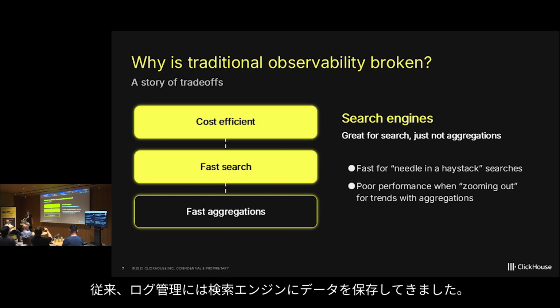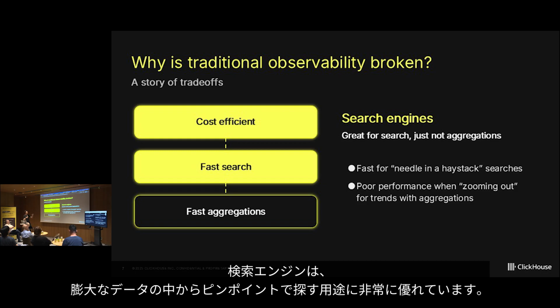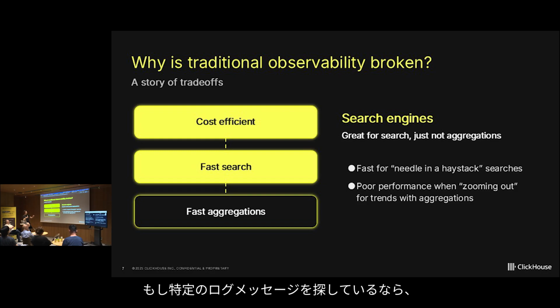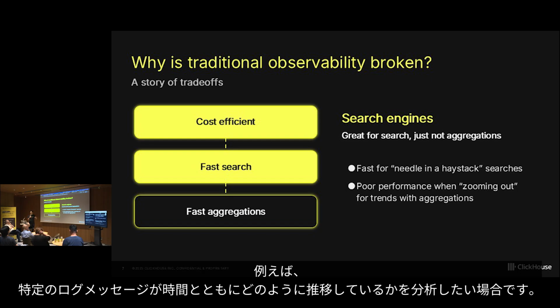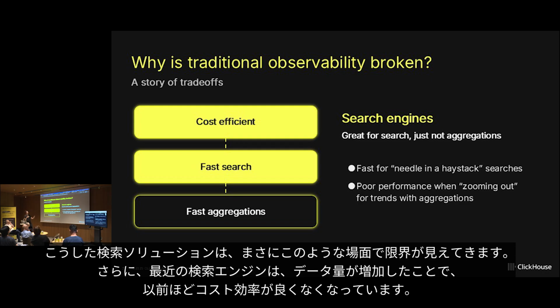For logging, traditionally we've chucked them into search engines. This is really great for needle in a haystack searches, where you have a very specific log message you're looking for. Those search engines are great for that, but they don't have as good performance when you're zooming out and you want to build a trend of how that log message has been trending over time. That's where these search engines really fall apart. And arguably today, a lot of these search engines also aren't as cost efficient as they were many years ago, as data volumes have ramped up over time.